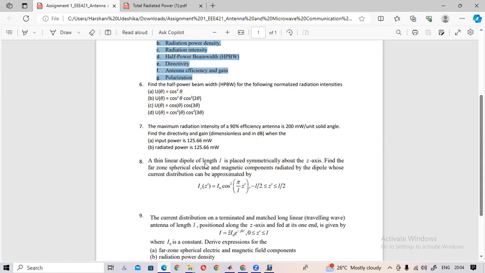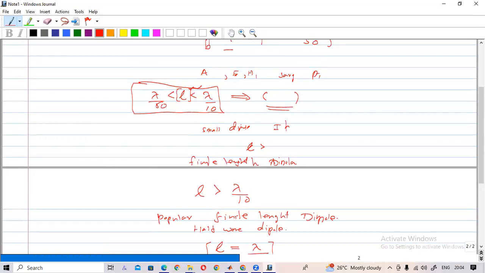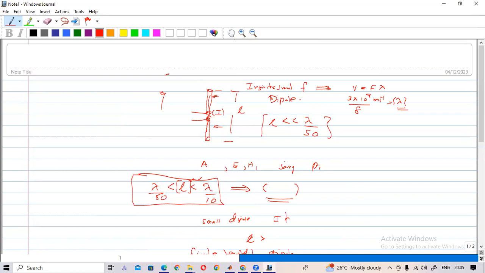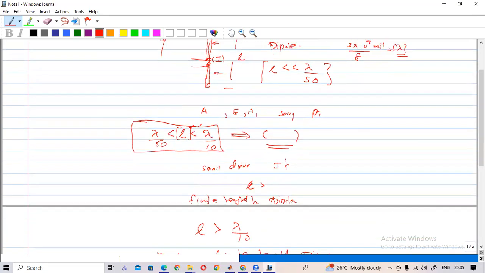So this is not mentioned here. As I can remember, I could remember this as a half wave dipole, but it is not a half wave dipole. It is not given. This also is a finite length dipole here. This example is also a finite length dipole antenna. So these are the three types of dipole antenna.